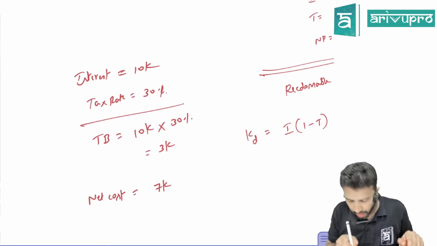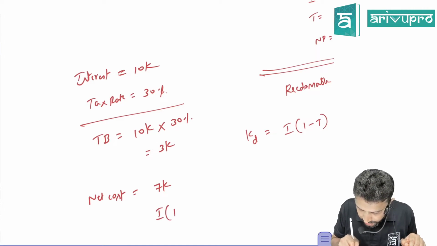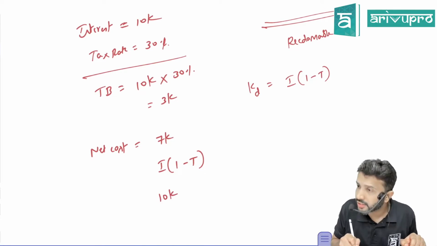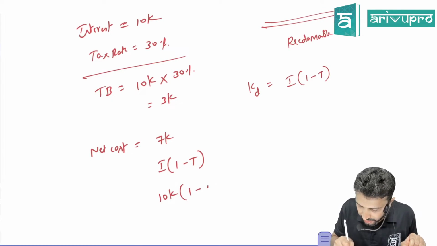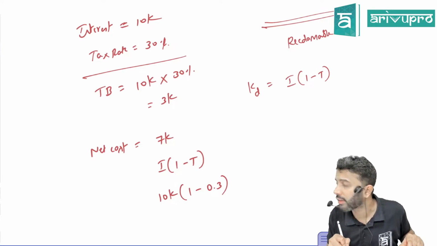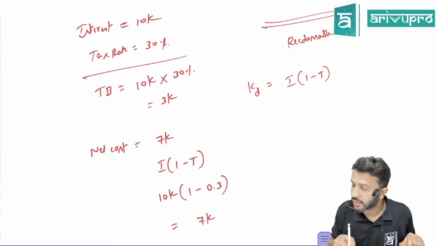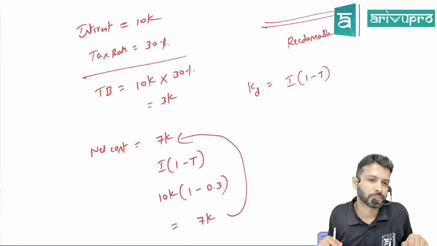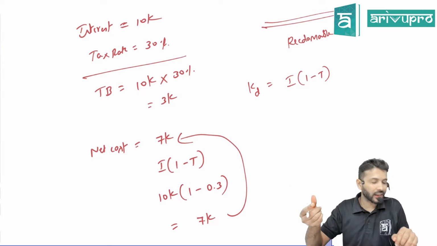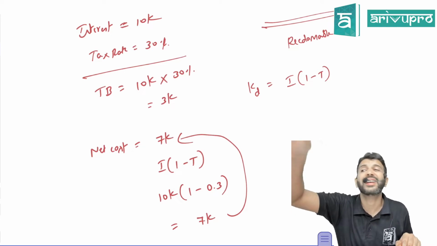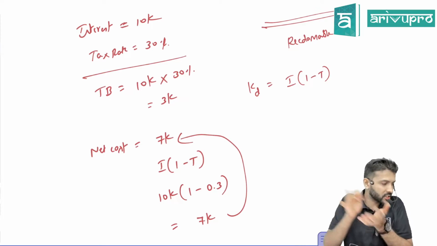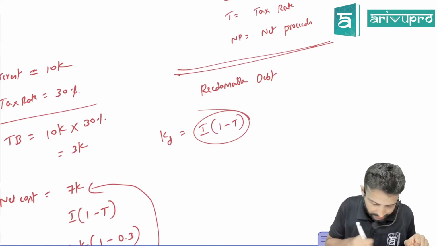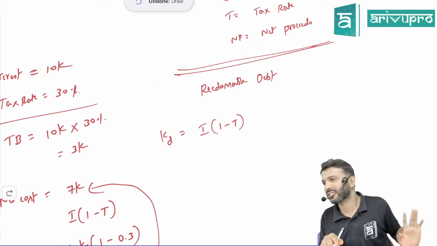Now you calculate this: interest into 1 minus tax rate. Interest is 10,000. Tax rate is 30%, which is 0.3. Calculate this. Are you not getting the same number? That's what the formula is trying to do. It is trying to calculate after-tax interest. After considering tax benefit, what is the net interest is what it is trying to calculate here. That's why we multiply by 1 minus tax. Easy.